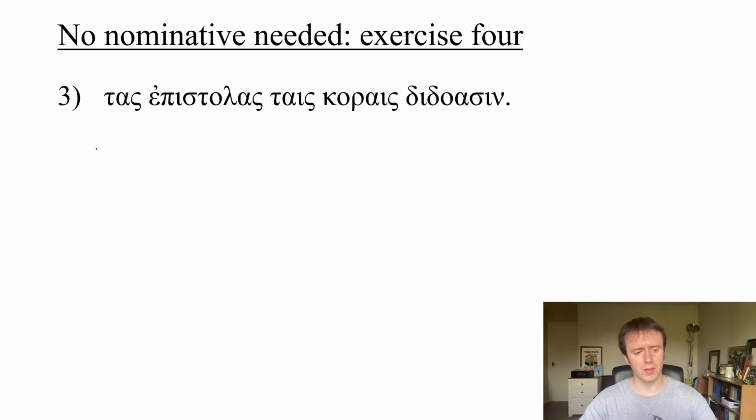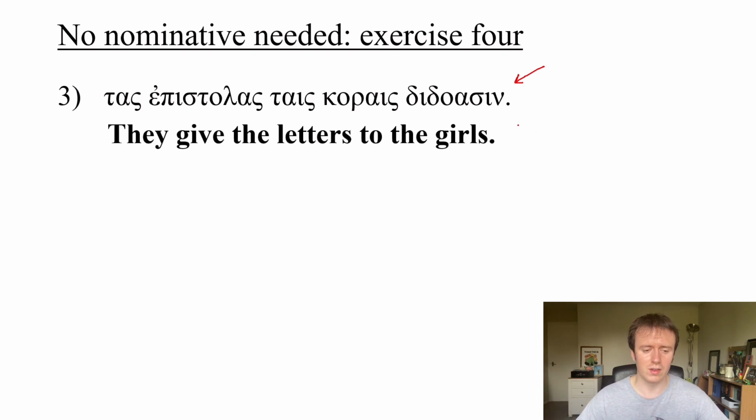And finally, number 3 was tas epistolas tais chōrais didoasin. Here, looking at didoasin, this was the third person plural present indicative active form of didomi, which is the they form, and therefore you should have translated this sentence as they give the letters to the girls. The letters were at the start, tas epistolas. We know that it's the letters and that they are the object because of the feminine accusative plural definite article, and we knew that tais chōrais meant to the girls because of the fact that tais is feminine dative plural.